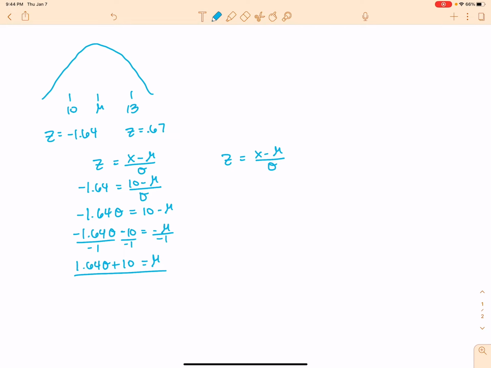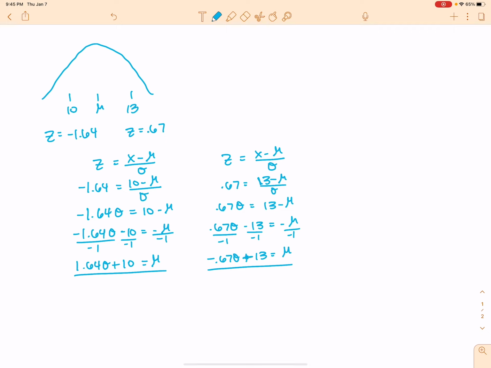Now I'm going to do the exact same thing for the other equation. So I've got 0.67, which equals 13 minus mu over the standard deviation. I'm going to cross multiply again, subtract 13 from both sides, and divide everything by negative 1. And again, I have an equation for mu. Algebra's beautiful.